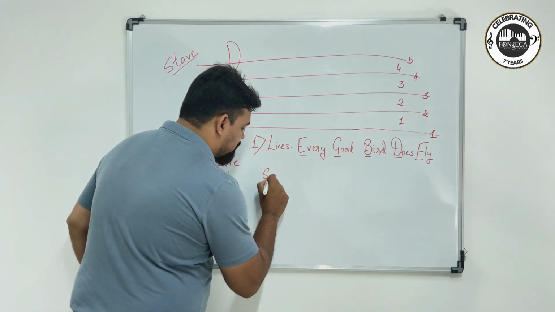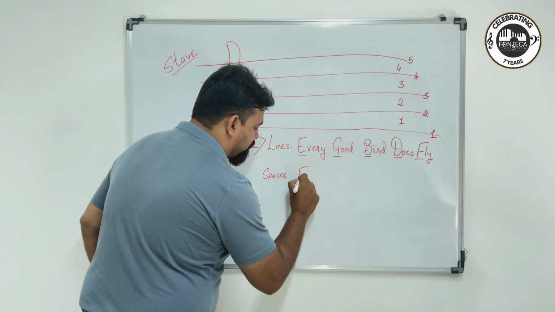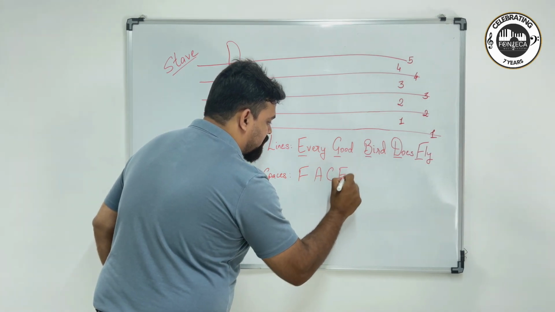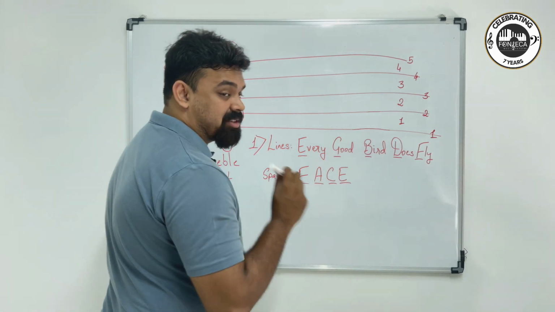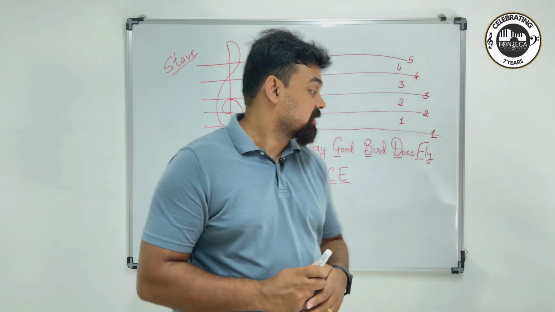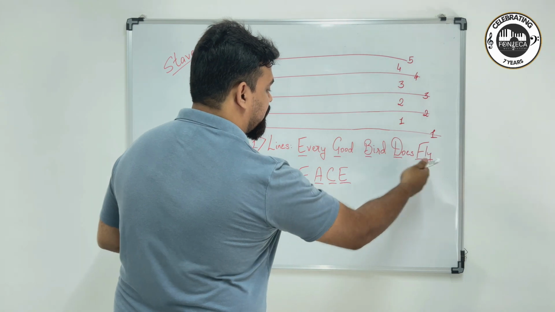And for the spaces, we have FACE, which is not actually a sentence because all the 4 letters make a word. We don't need a sentence to learn this. So let's come to the lines. We have every good bird does fly.